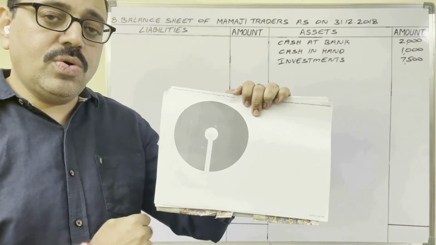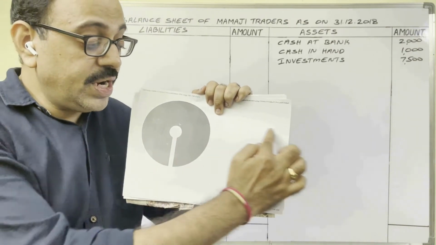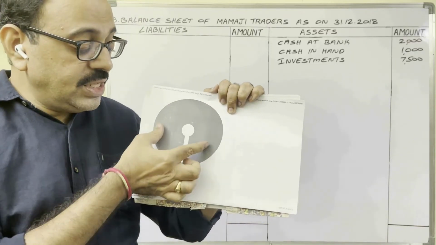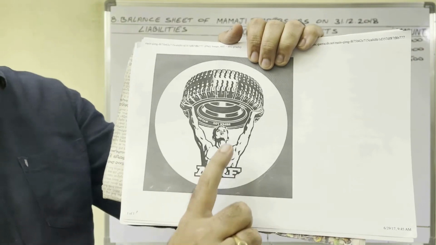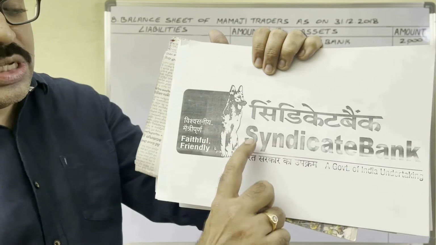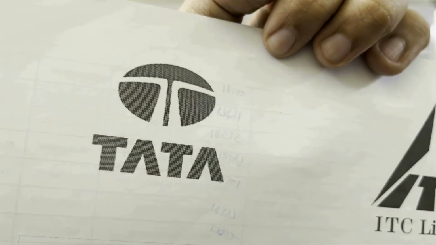What is the use of this logo? An uneducated man also can recognize. He cannot read the bank name, no? By seeing the symbol, he will recognize that this is SBI. MRF Tire Company logo. This is Syndicate Bank Company logo. These are the logos of other companies.